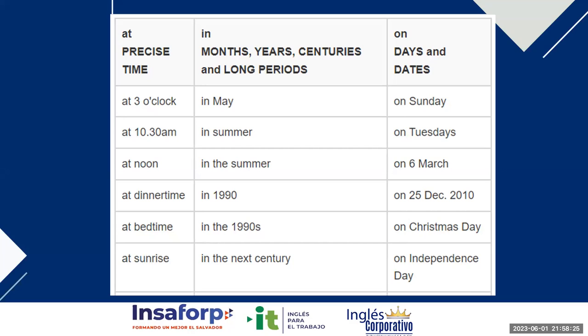Sí, sí. Yes, okay. I got here three different columns. Tengo tres columnas. In the first one, we have precise time. Tengo horas precisas. As you clock at 10:30 a.m., at noon, dinner time, at bedtime, at sunrise, cuando son horas precisas. When we talk about months, years, centuries, and long periods, we are going to say in May, in summer, in the summer, in the 1990s, in the next century. And the last part, on days and dates. On Sunday, on Tuesday, on 6 March, on 25 December 2010, on Christmas Day, on Independence Day. Okay, right here you can take a look at this and how we are going to use it.